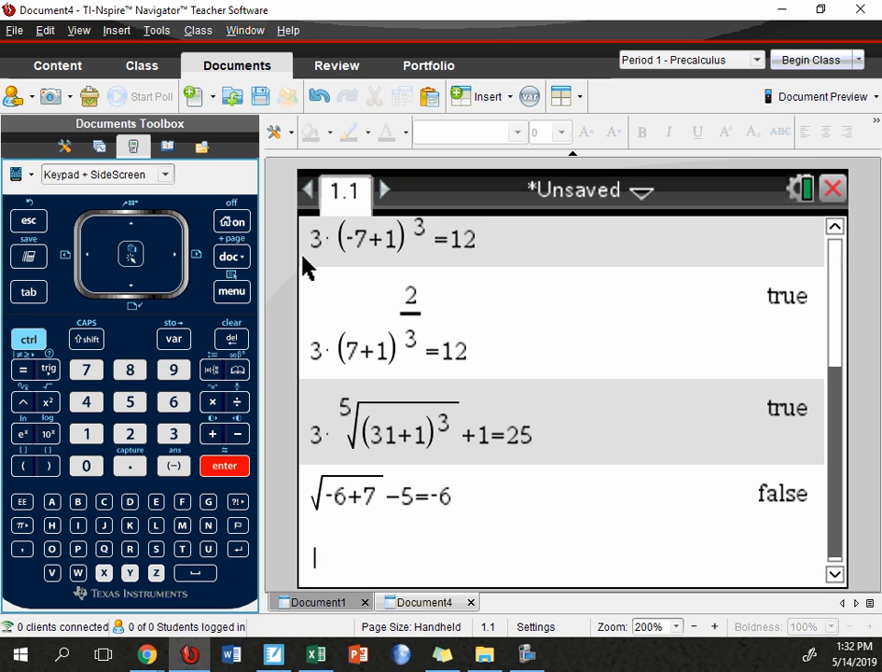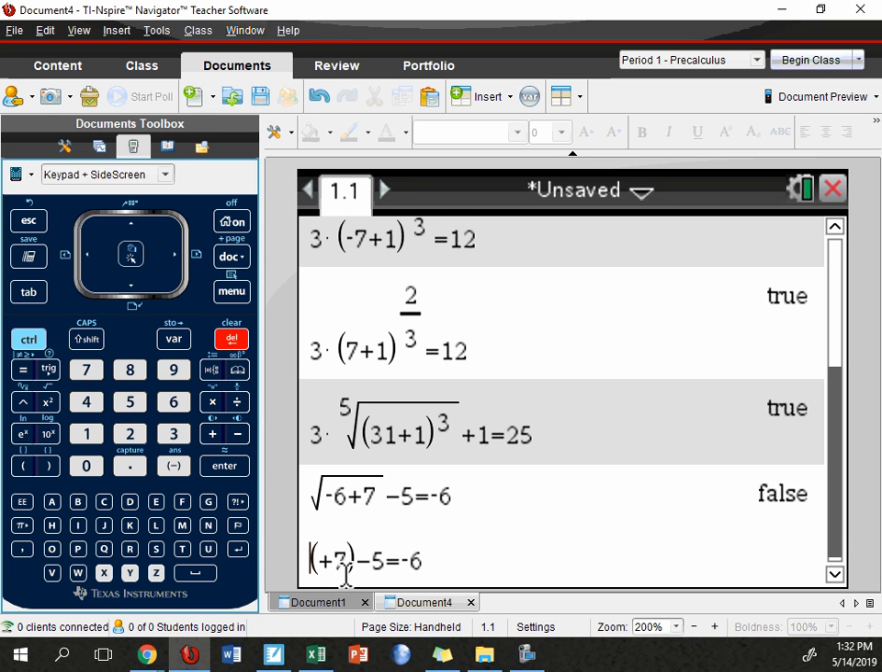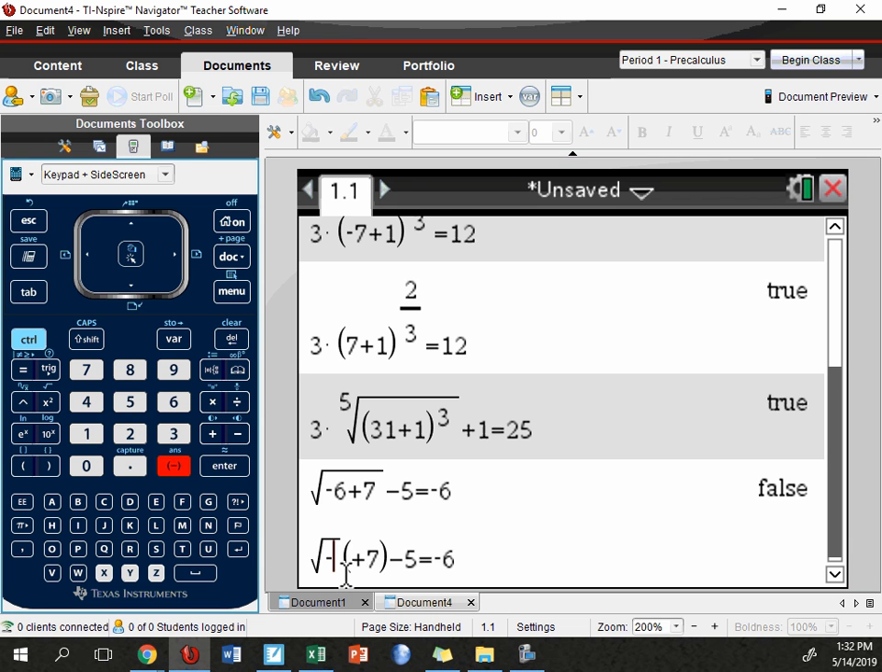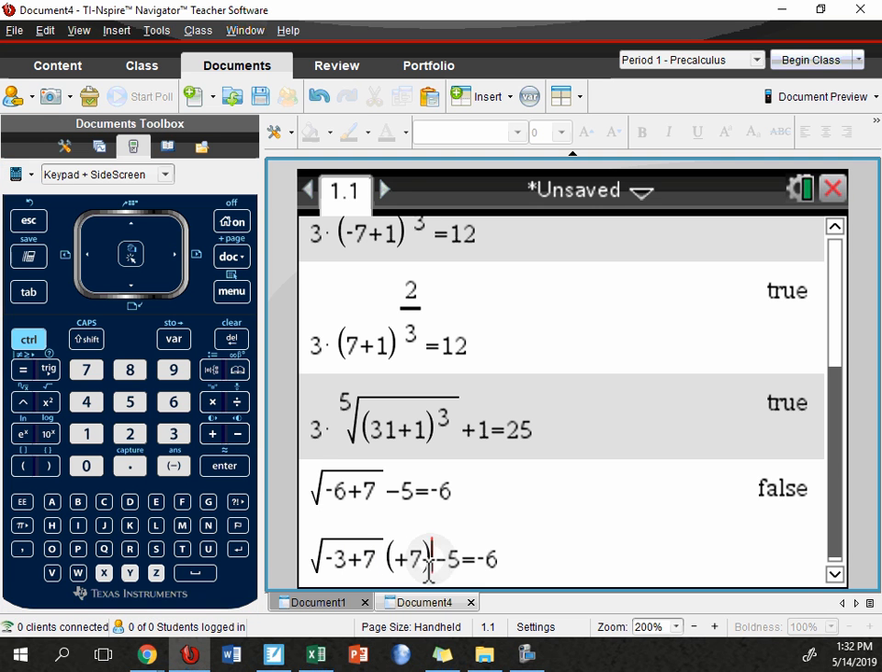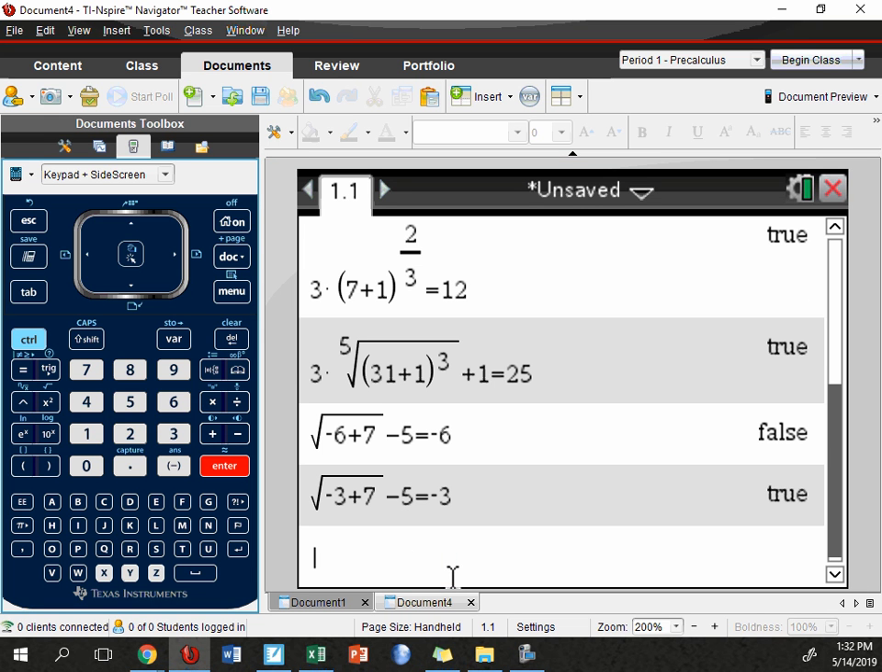That is false. So what are we going to do with negative 6? We're going to go ahead and put an X over that and say it doesn't equal. I'm going to arrow twice, and I'm going to turn this into a negative 3 plus 7. Get out of there. And change this to a negative 3 and hit enter. And that one is true.